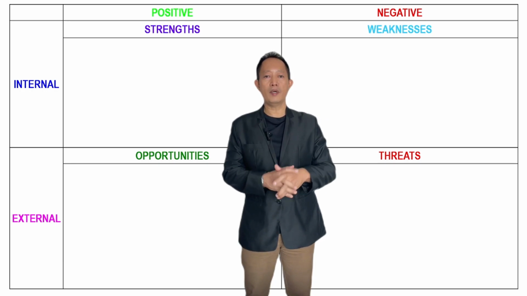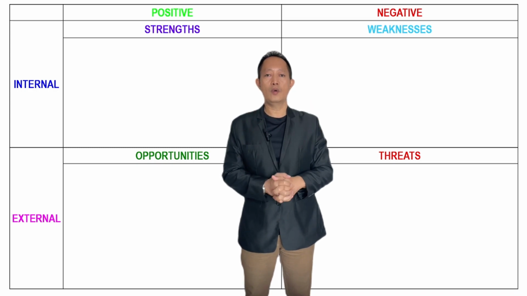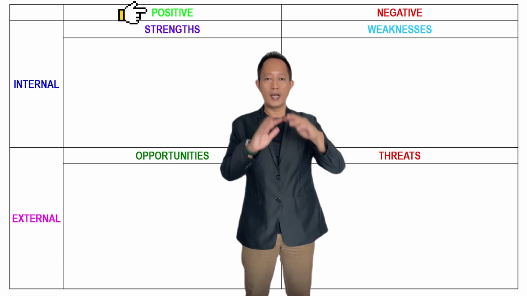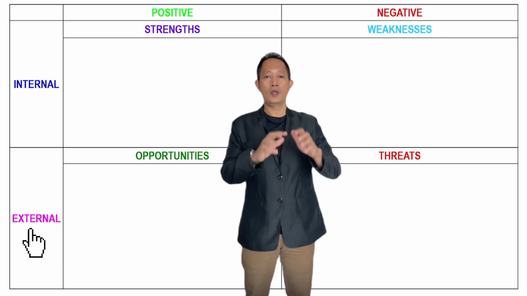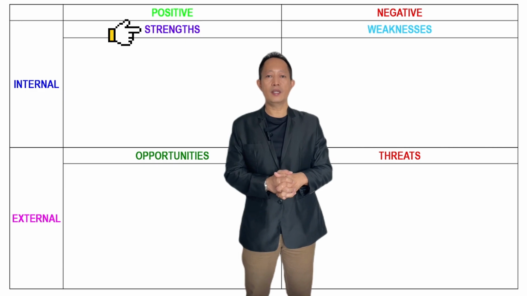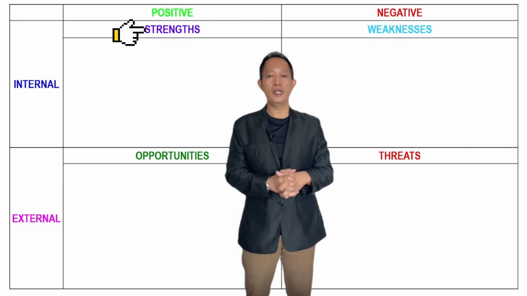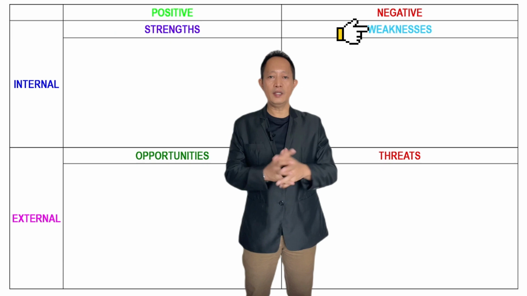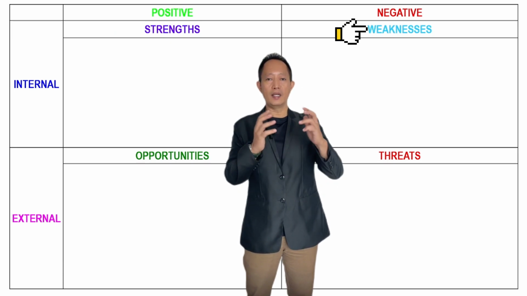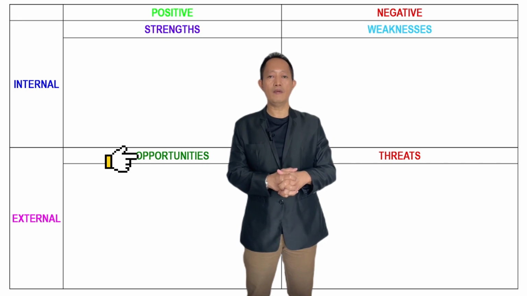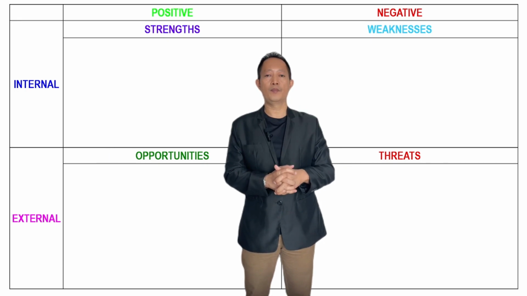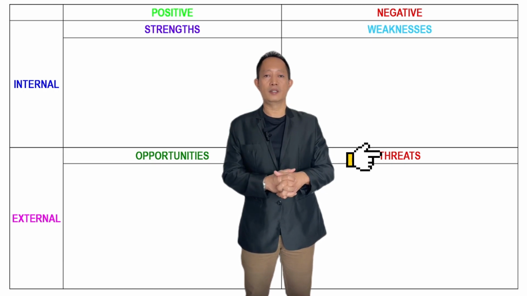So you remember SWOT is the snapshot to show both positive and negative factors from internal and external. You can see strength is a positive and internal factor. Weaknesses is a negative and internal factor. Opportunity is a positive but external factor. Threat is a negative and external factor.